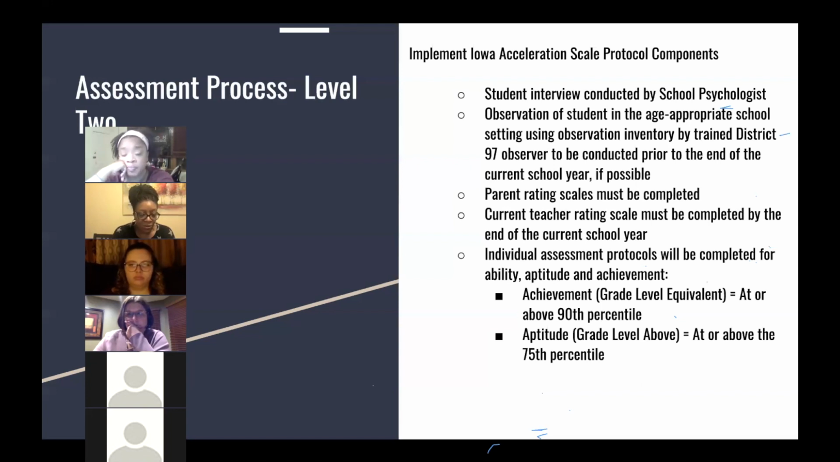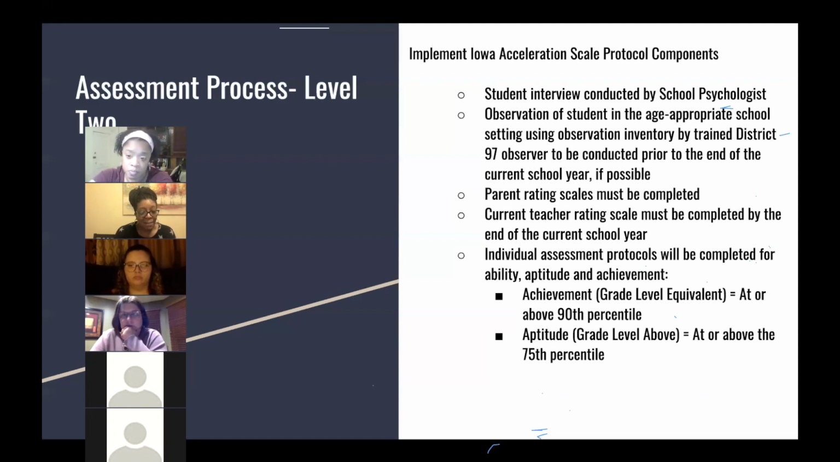So what the school psychologist will be looking for is ability, aptitude, and achievement. So achievement really is within the space that they are learning now. Are they at the 90th percentile or above? So are they performing at a rate that exceeds 90% of their peers, right?